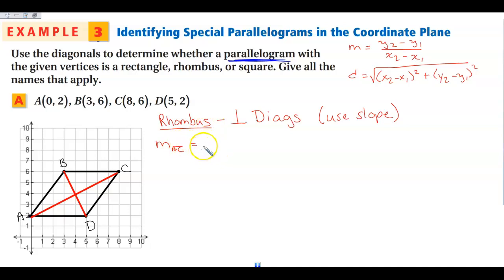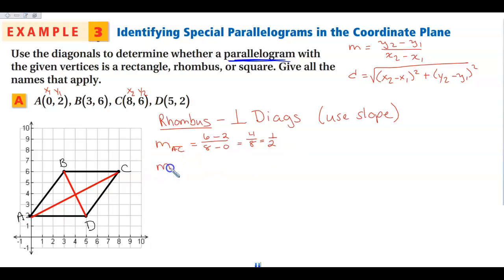So I'm going to look at the slope of AC, and let's just say that this is going to be x1, y1, and then x2, y2. All right, so I'm going to do y2, which is 6, minus y1, which is 2, over x2, which is 8, minus x1, which is 0. So 6 minus 2 is 4. 8 minus 0 is 8. I have a slope of 1/2.